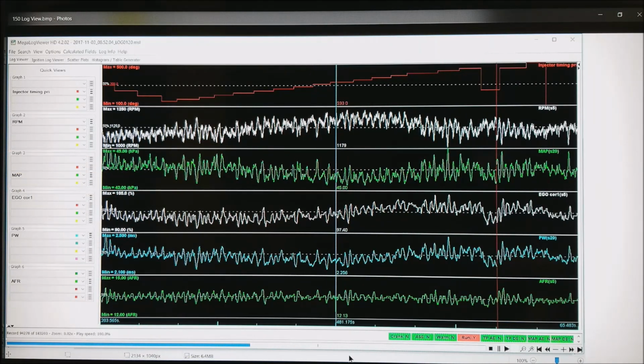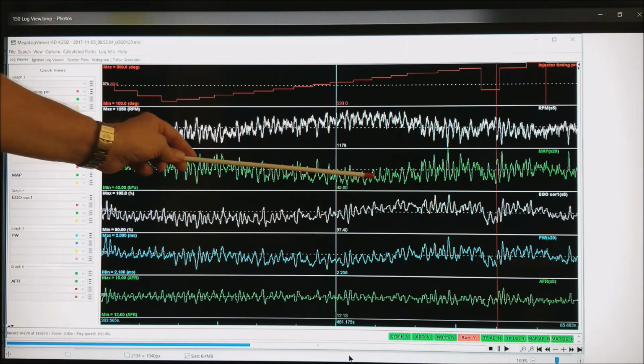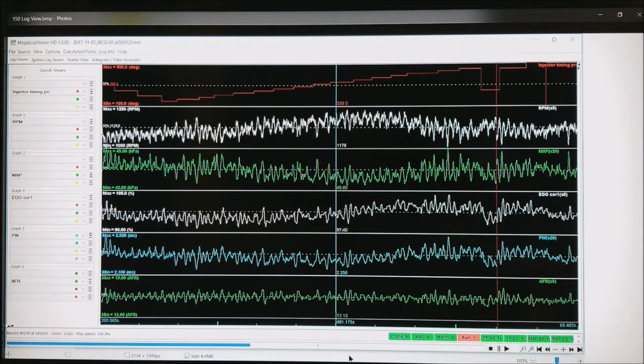The manifold air pressure, presumably you'd want to minimize the manifold air pressure. You can see the manifold air pressure coming down as you can see the RPM going up throughout the test.